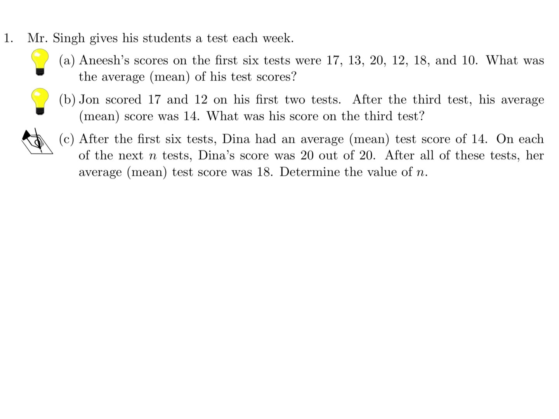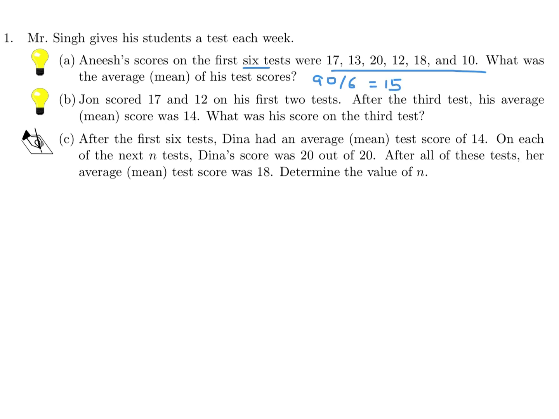Mr. Singh gives his students a test each week. Anish scores on the first 6 tests. These scores, what was the average? So, as always, you just add them up and divide by the number of tests, which is 6. So, when you add them all up, it's 90, and you divide by 6, and that is 15.